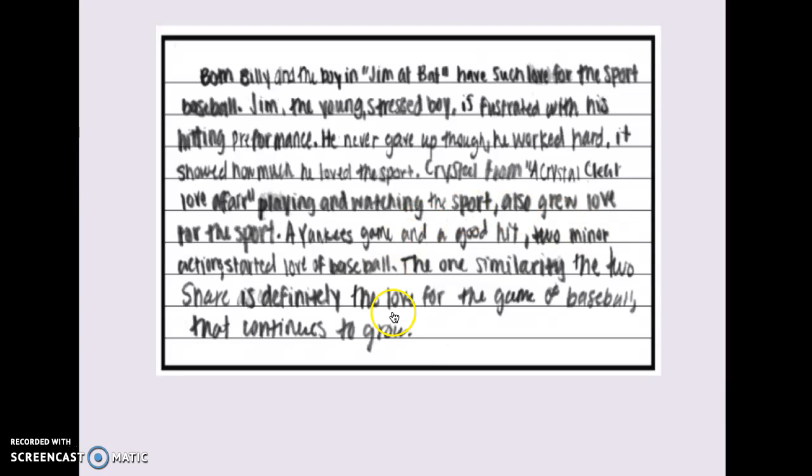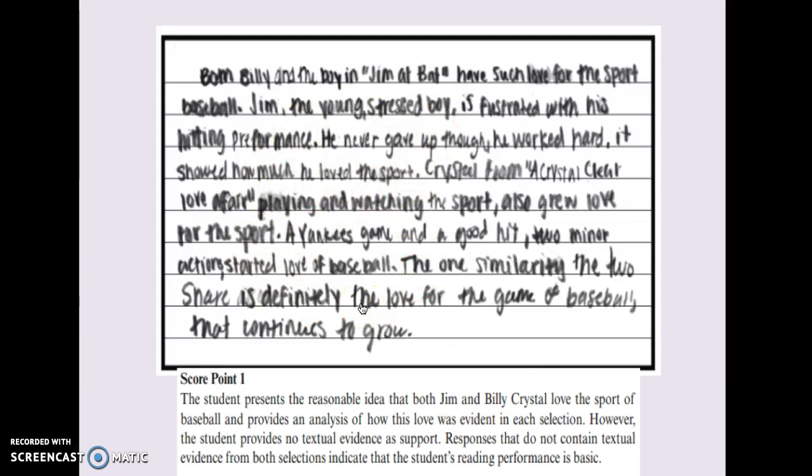You know what? I'm not even going to finish this one because look, you see any quotes? Nope. Answers the question, but didn't give any textual evidence. So sorry, don't get the pass.